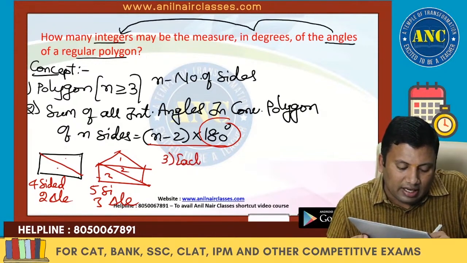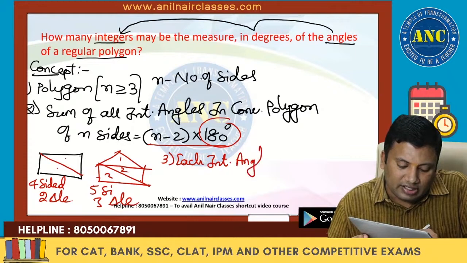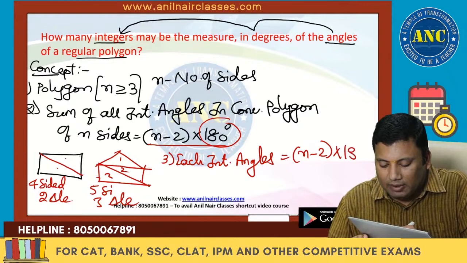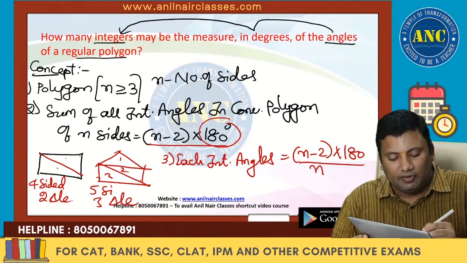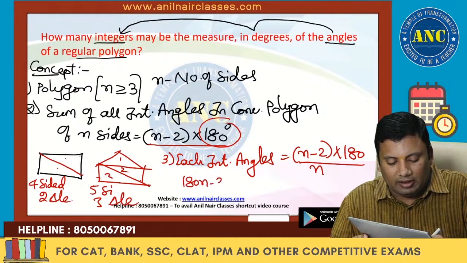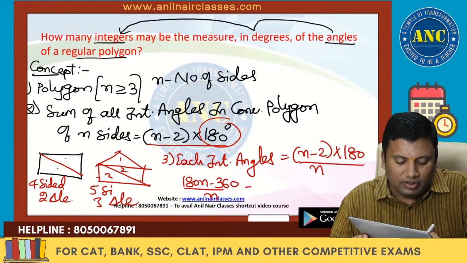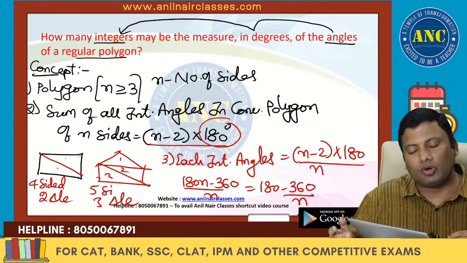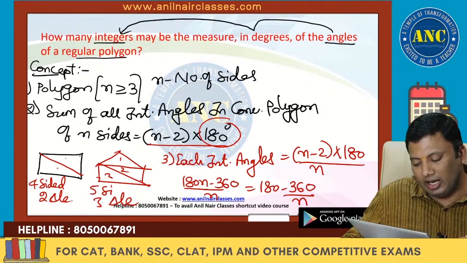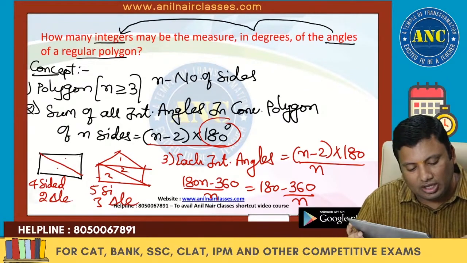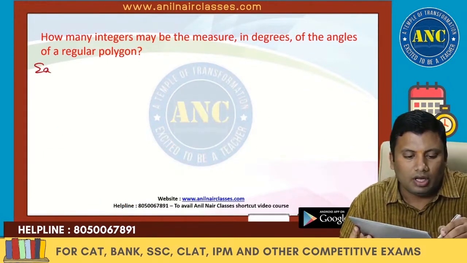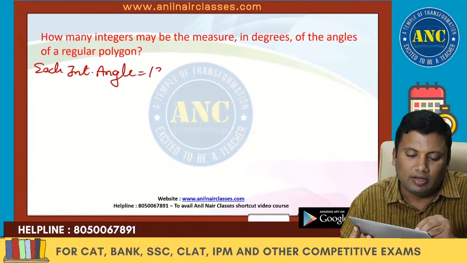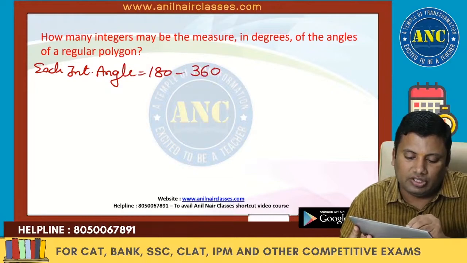Each interior angle, for n sides, is n minus 2 into 180 by n. This is nothing but 180n minus 360 by n, which is nothing but 180 minus 360 by n. This is a question based on geometry. Each interior angle is given by 180 minus 360 by n.